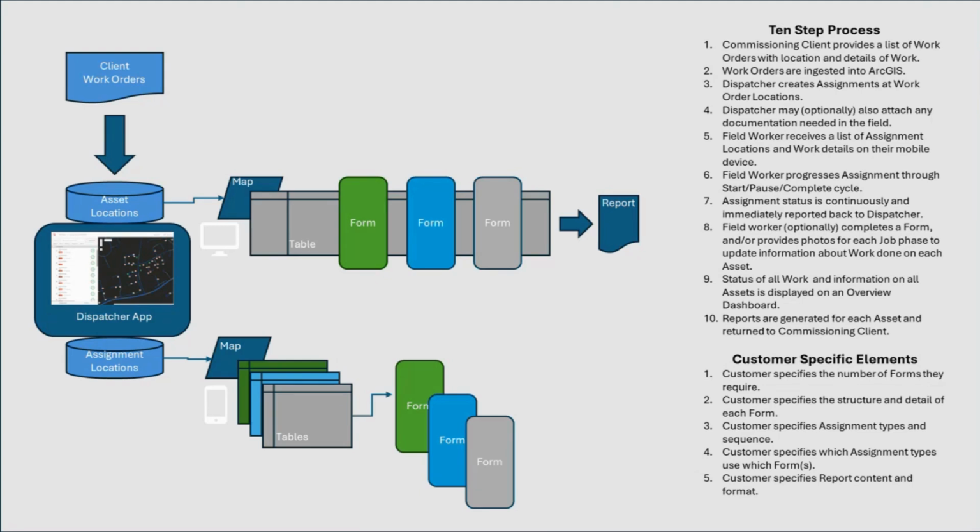Then, using the asset locations for spatial context, a dispatcher creates jobs on each asset. The jobs are tasked to field crews using ArcGIS Workforce, and again progressed using a number of forms. The results are monitored and reported via an ArcGIS dashboard.